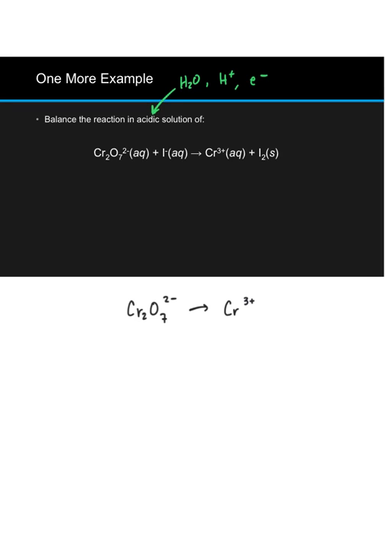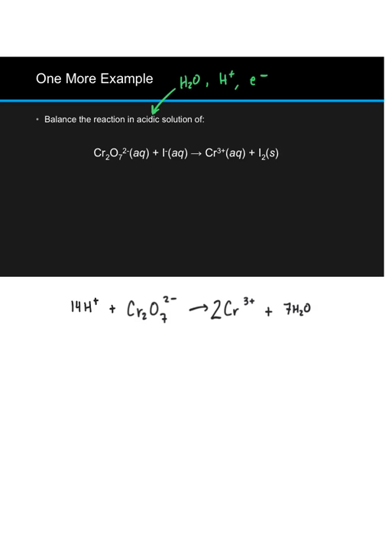To balance atoms, we'll see that we need 2 chromiums on the right-hand side, so I'll put a coefficient of 2 in front of the Cr3+. But we also need 7 oxygens. We don't have anything that contains oxygen right now, so I'm going to add 7 waters to the right-hand side, which in so doing produces 14 hydrogens on the right-hand side. To deal with that, I'm going to introduce 14 hydrogens in the form of H+ on the left-hand side.